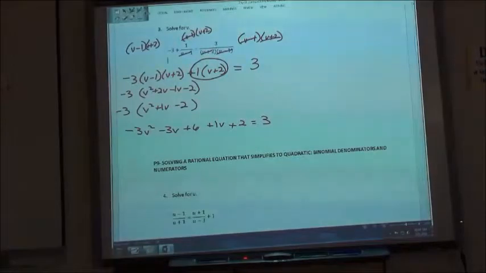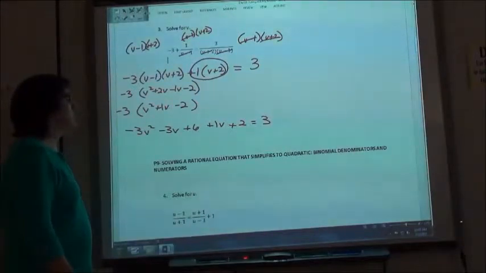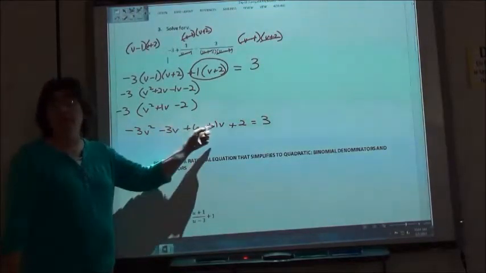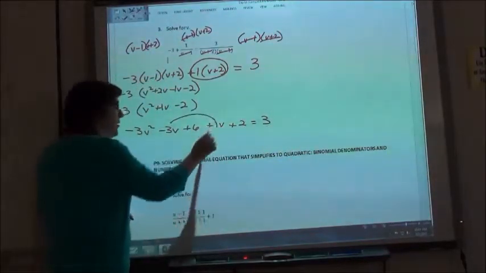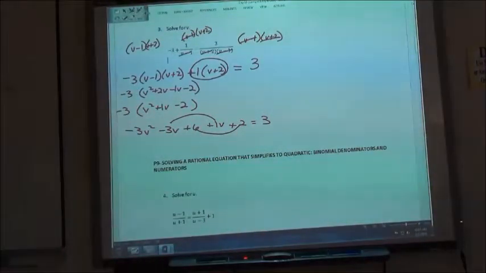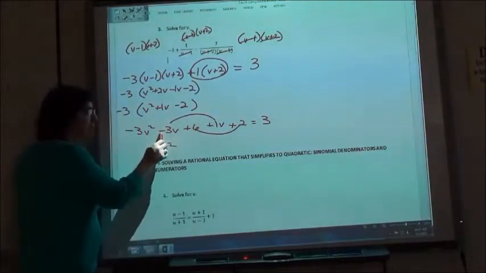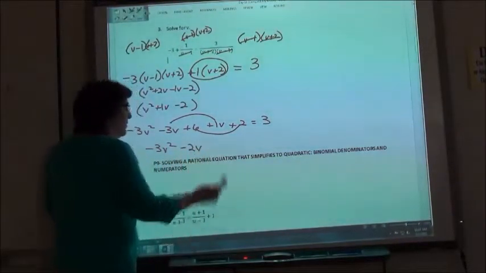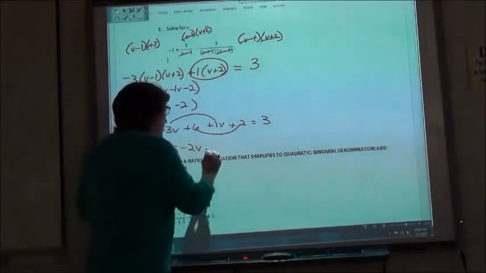We are going to put the 1v over here by the negative. Wait a minute, the 1v, isn't it going over to the 3? They're on the same side. I'm not moving it over to this side. Oh, okay. So I'm just putting them together. I'm not going to change any signs, I'm just going to combine. So I'm going to have negative 3v squared, negative 3 plus 1 would be negative 2v, right? And then 6 plus 2 is going to be 8.